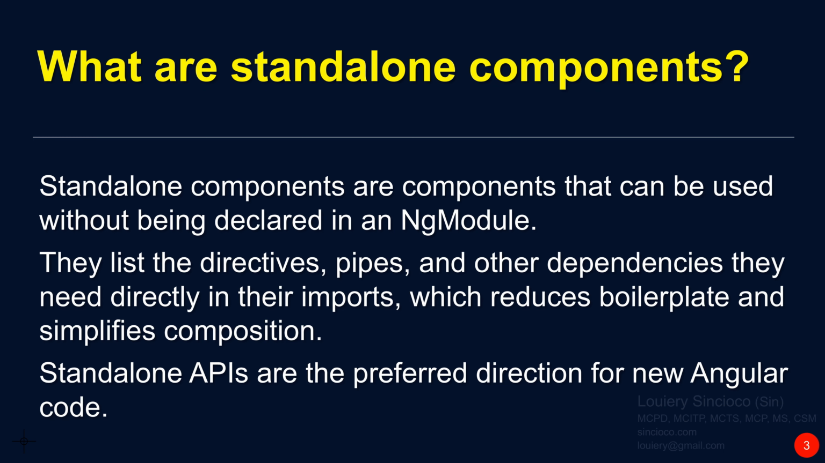What are standalone components? Standalone components are components that can be used without being declared in an NgModule. They list the directives, pipes, and other dependencies they need directly in their imports, which reduces boilerplate and simplifies composition. Standalone APIs are the preferred direction for new Angular code.